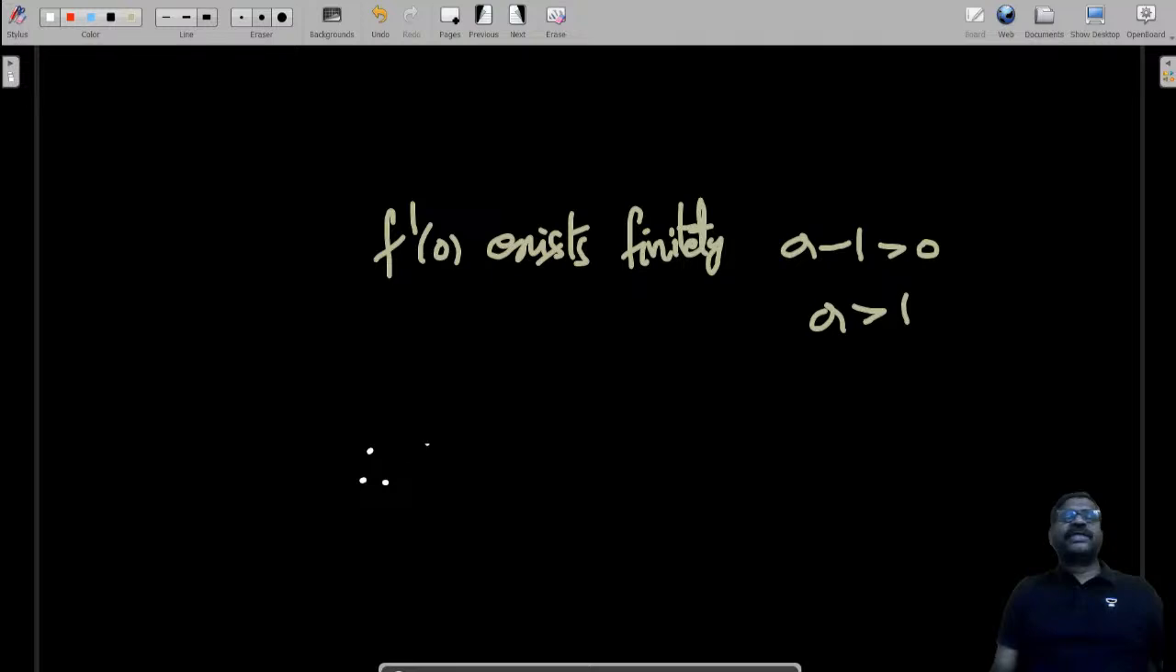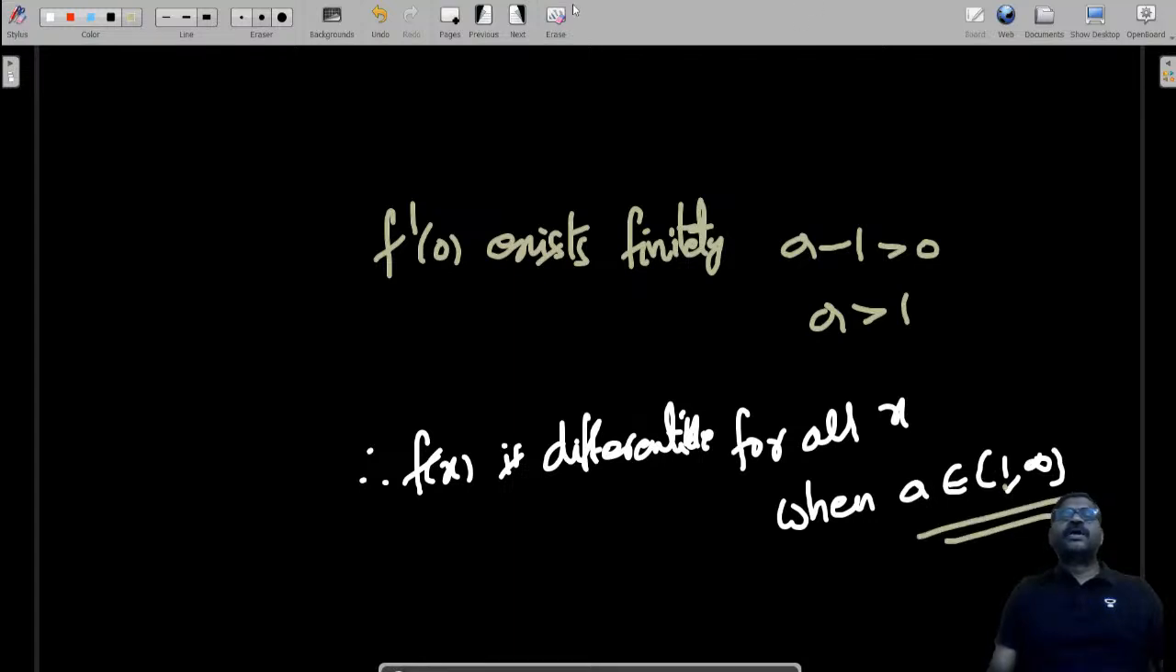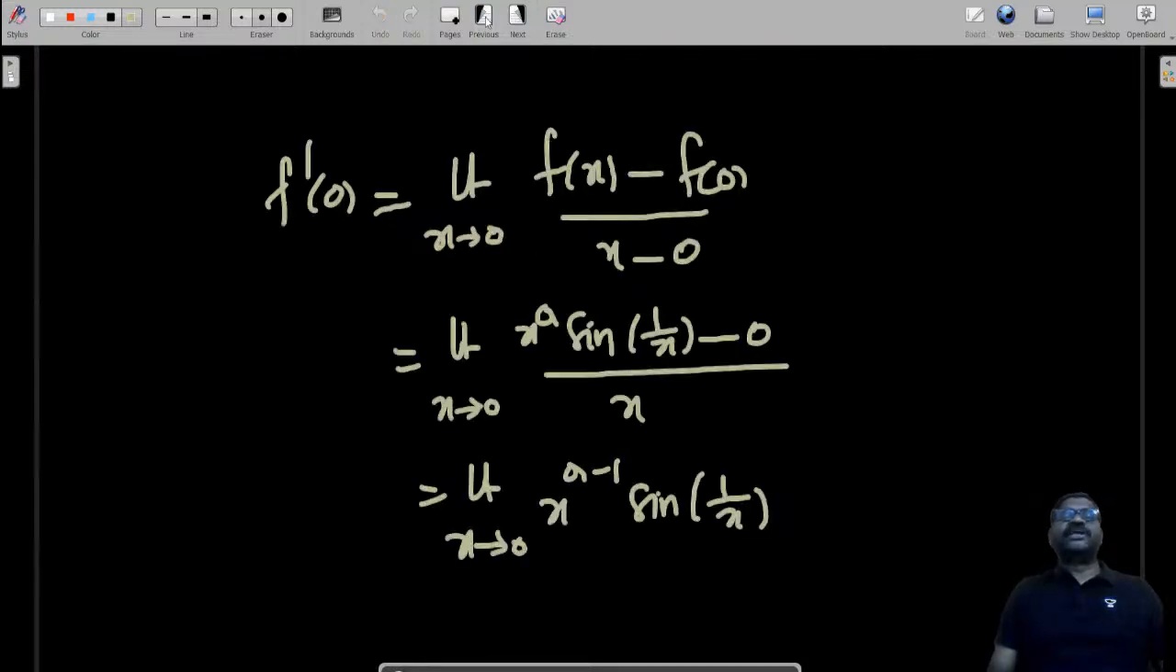Therefore, f of x is differentiable for all x when a belongs to (1, infinity).